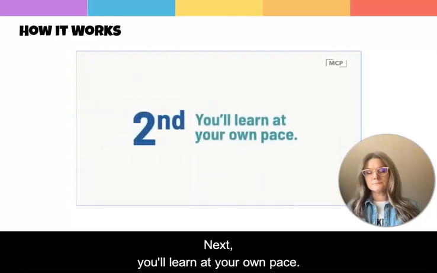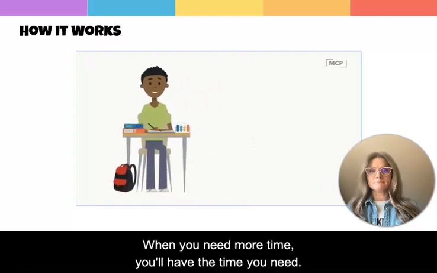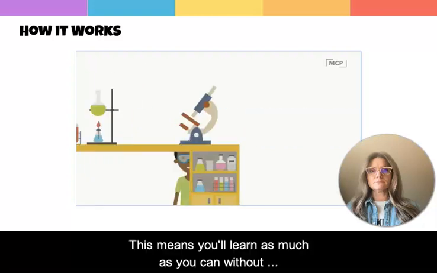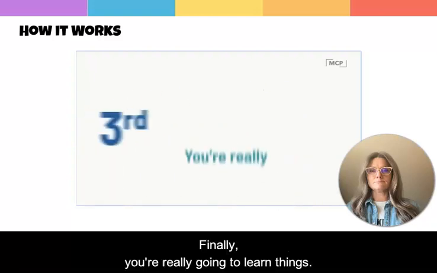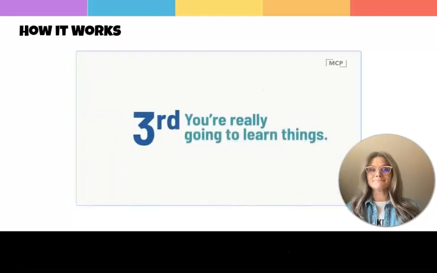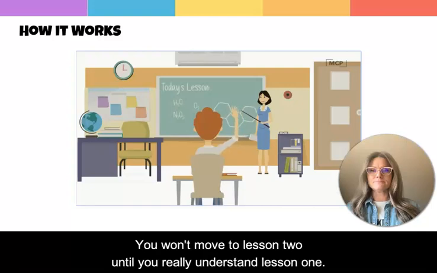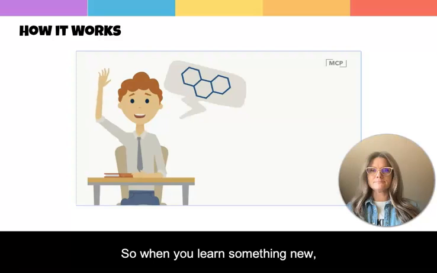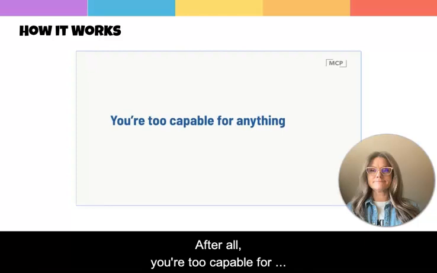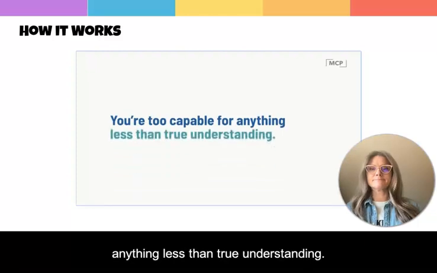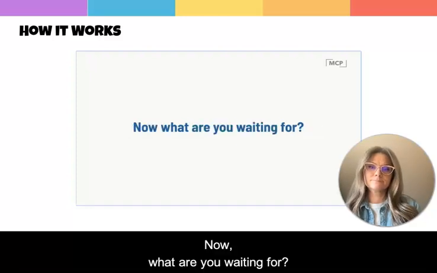Next, you'll learn at your own pace. When you get things quickly, you move ahead quickly. When you need more time, you'll have the time you need. This means you'll learn as much as you can without being rushed or held back. Finally, you're really going to learn things. In fact, you'll master them. You won't move to lesson 2 until you really understand lesson 1. So when you learn something new, you're really going to learn it. After all, you're too capable for anything less than true understanding. So that's a modern classroom for you. Now what are you waiting for? Let's learn.